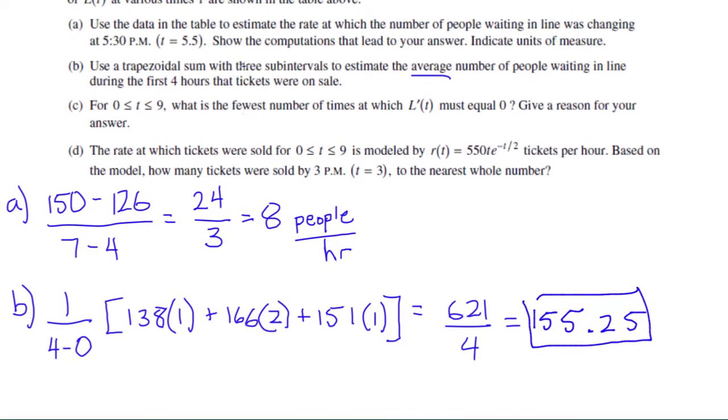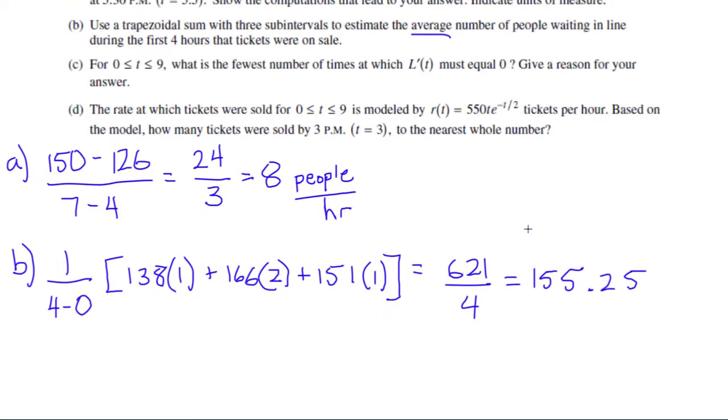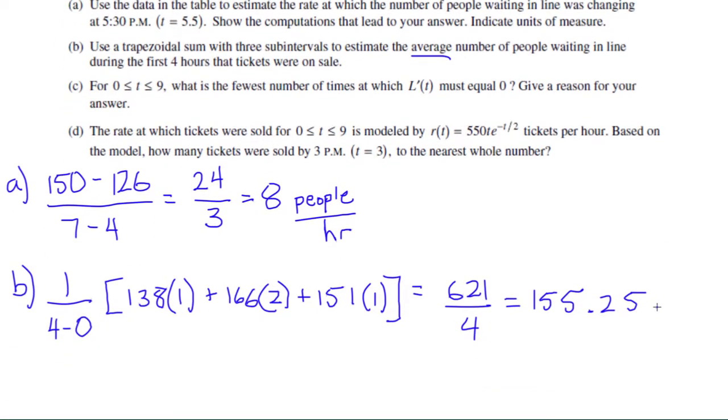Do we need units on here? Yes. If it didn't say to do units, it'll usually say indicate units of measure. But we should do the units just in case it does ask that. So this is the average number of people, and our units are whatever it's asking for. So the answer is people. All right, there's that answer.